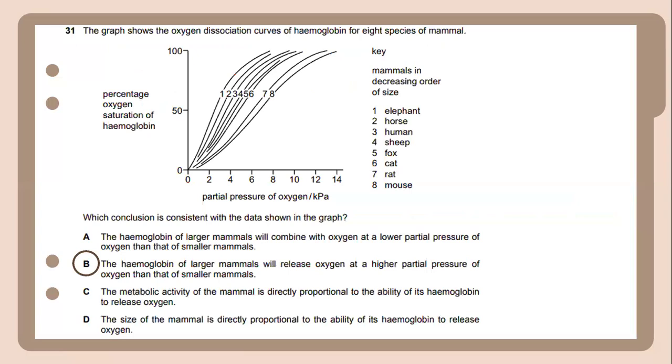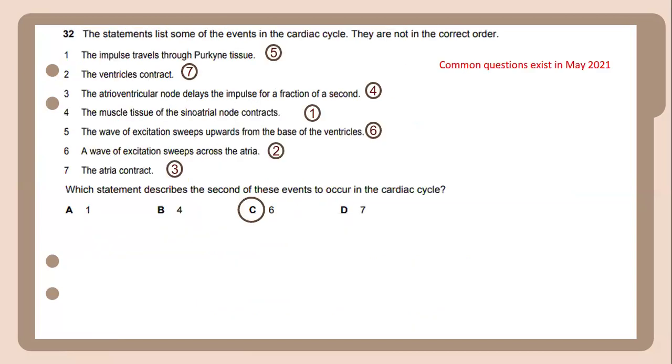The graph shows the oxygen dissociation curve of hemoglobin for each species of mammal. Which conclusion is consistent with the data shown in the graph? The answer will be B. The hemoglobin of larger mammals will release oxygen at higher partial pressures of oxygen than that of smaller mammals.